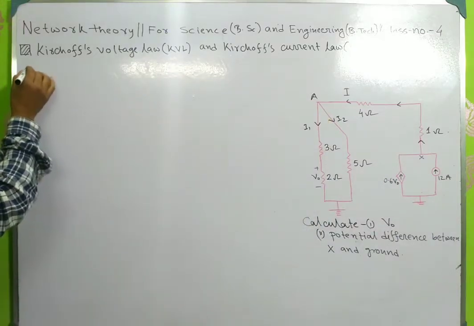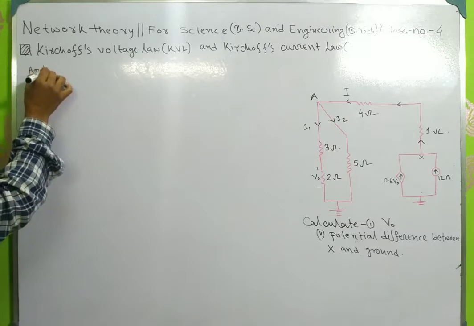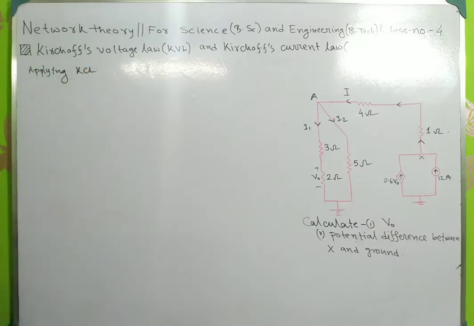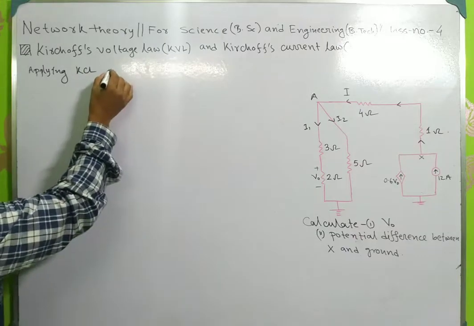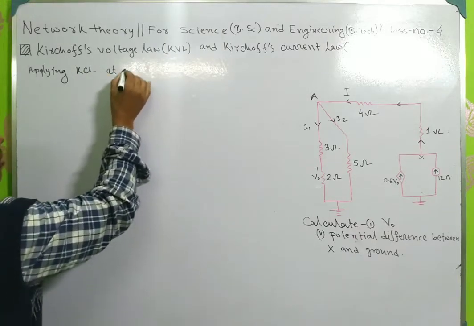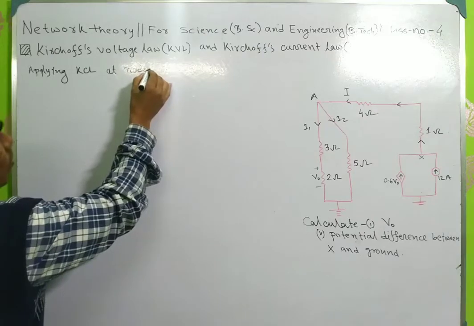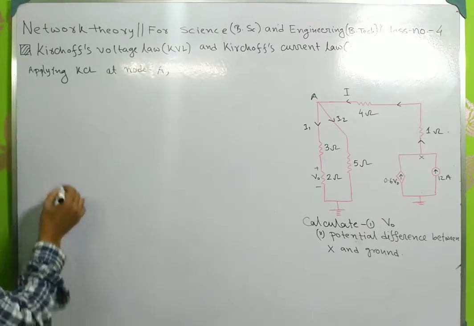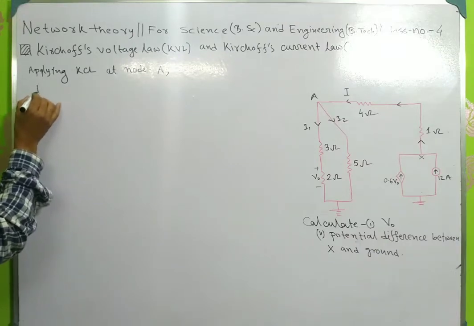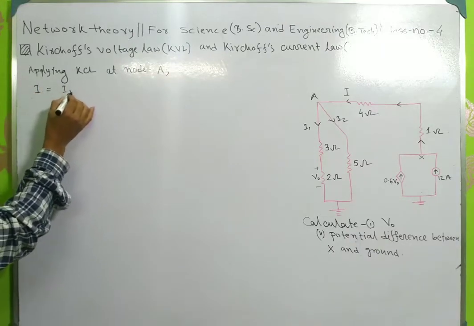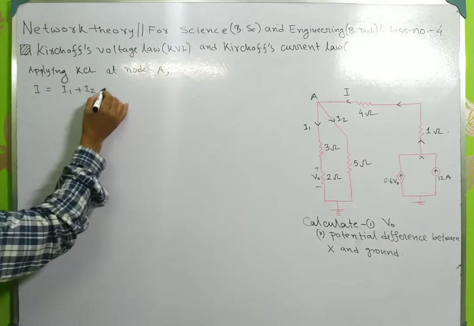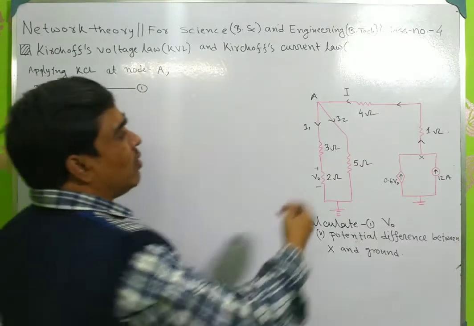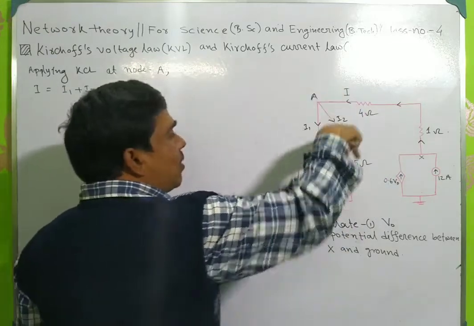So applying KCL at node A, we get that I equals I1 plus I2. This is equation number 1, because this is the incoming current and these are the leaving currents.